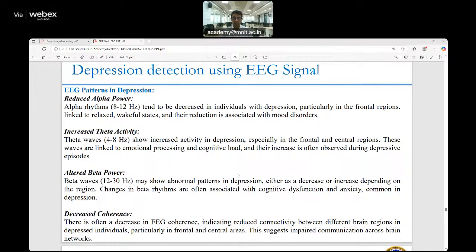That is the problem. Increased theta activity: theta waves are 4 to 8 hertz, which show increased activity in depression, especially in the frontal and central regions. These waves are linked to emotional processing and cognitive load, and their increase is often observed during depressive episodes. Altered beta power: beta power may show abnormal patterns in depression. It may decrease or increase depending on the case. Changes in beta rhythms are often associated with the cognitive dysfunction and anxiety common in depression.